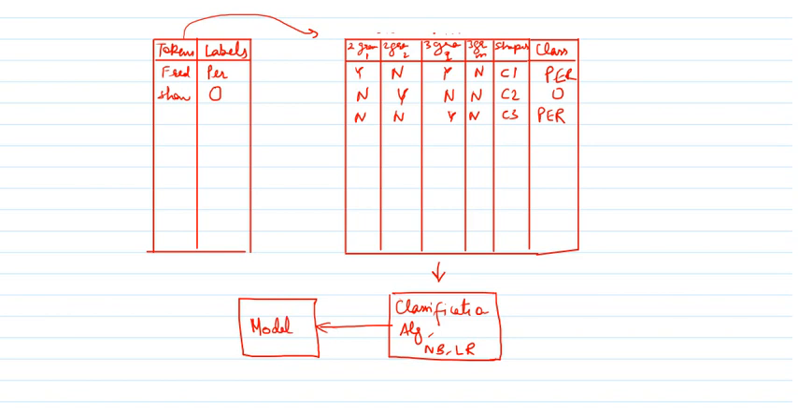Right? So in this way we can simply use the traditional machine learning algorithms and train them with the help of this kind of encoding scheme, having extracted features from the tokens.